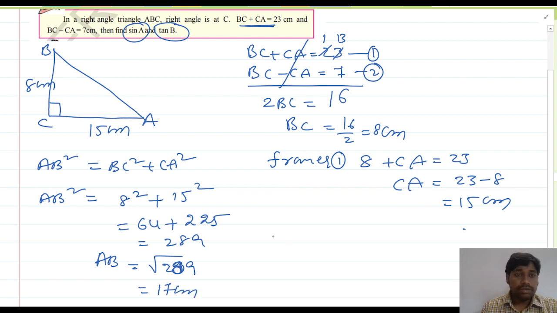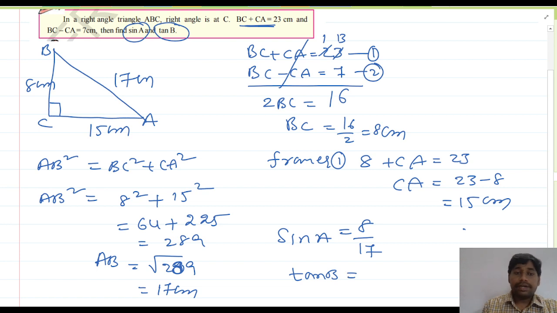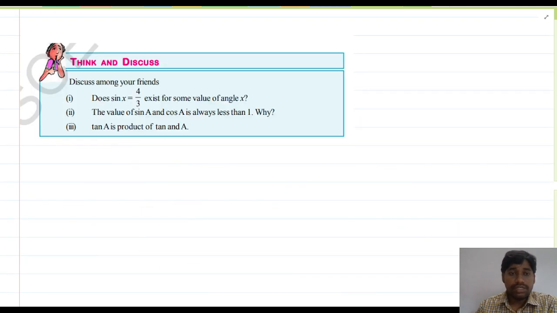Now the given questions are sin A. So 17 is the hypotenuse, and the side opposite to A is 8, so sin A is 8 by 17. Tan B is opposite 15, adjacent 8. So 15 upon 8. No units will exist because it is a ratio of similar quantities, right?